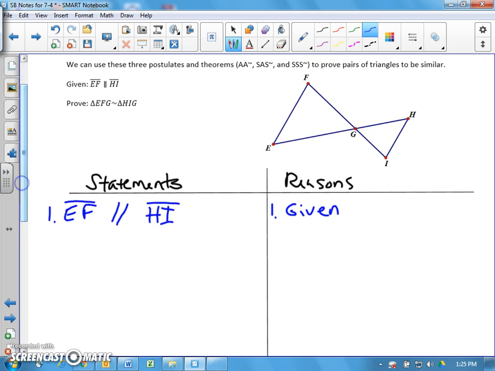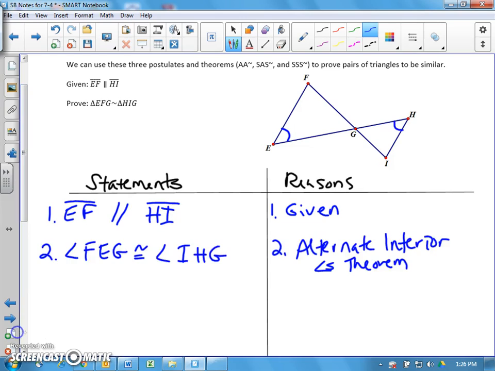Anytime I see parallel lines in a given, I start looking for alternate interior angles. So if EF is parallel to HI, that makes EH a transversal, so my alternate interior angles would be these two angles right here. So by the alternate interior angles theorem, we have angle FEG congruent to angle IHG.